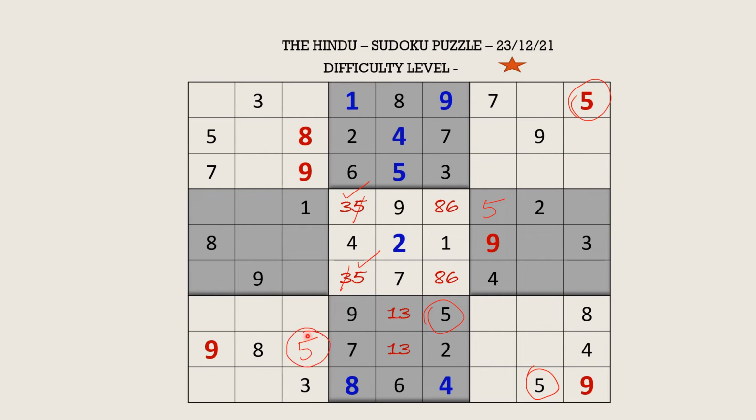This 5 blocks here. This 5 blocks here. This 5 blocks here. So this is a 5.